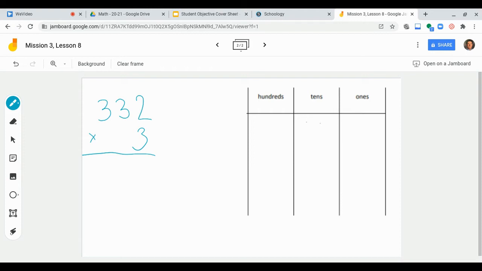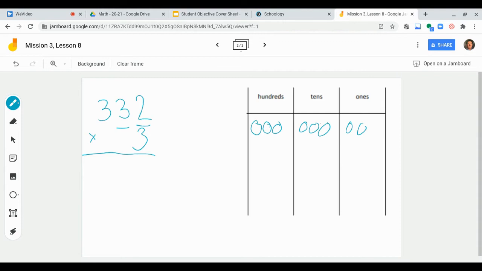The first thing I need to do on my place value chart is to represent 332. So how many hundreds do I have in 332? Well, I have 3 hundreds. 1, 2, 3. And then how many tens do I have? I have 3. 1, 2, 3. And then how many ones do I have? I have 2. 332.